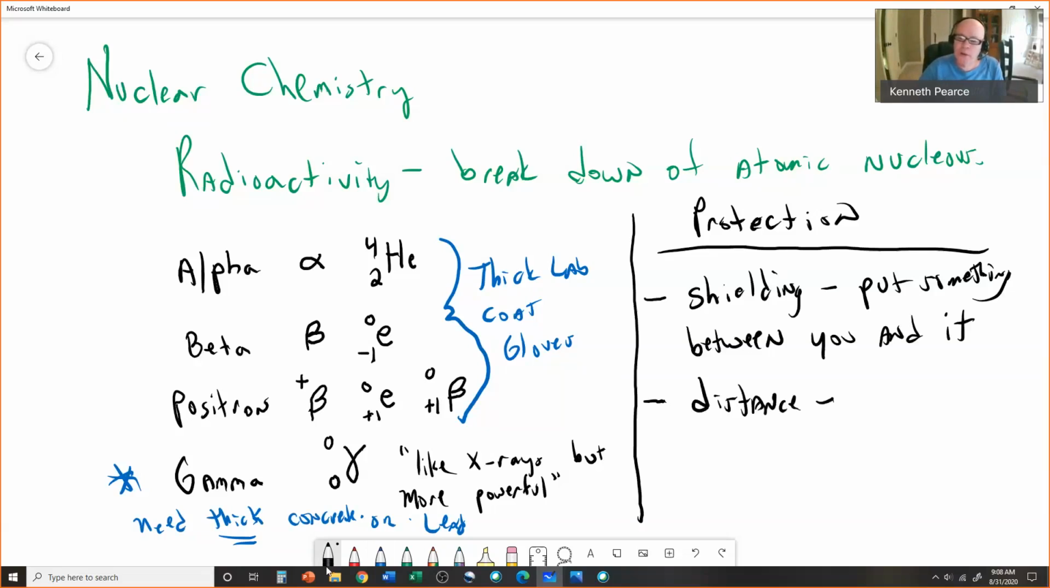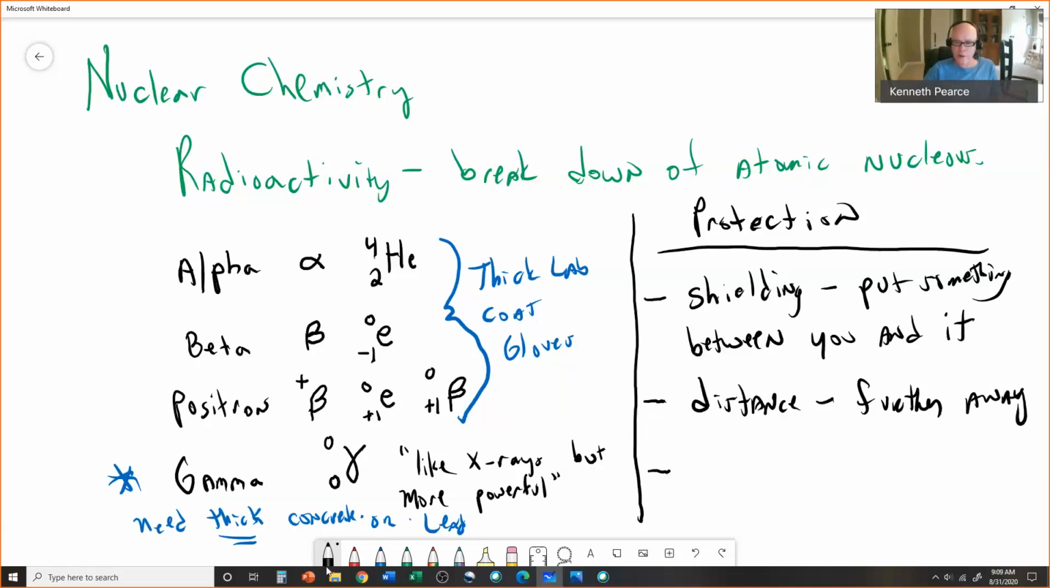Further away, less radiation. Just get away from it. And so, once again, if the technician is giving you an X-ray in the dentist's office, what do they do? Not only do they step behind a barrier so they don't get zapped and put a lead vest on you, but they also step away. They step away because that's distance, and distance will protect you from radiation.